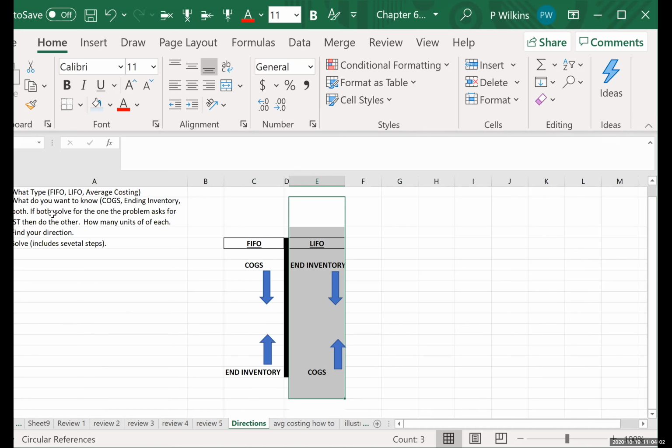Or what type is LIFO? What do we want to know? We want to know cost of goods sold. So for LIFO, cost of goods sold is the bottom. So we're going to go from the bottom up until we get to the number of units sold.